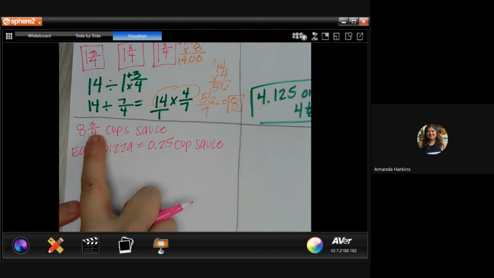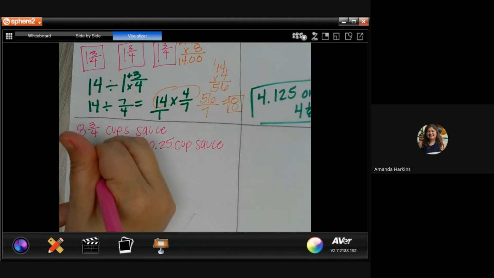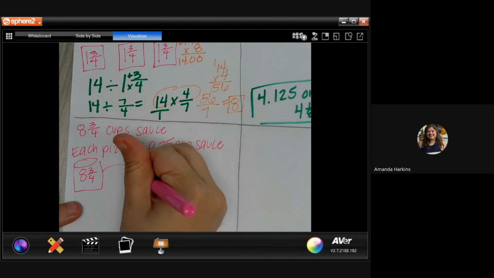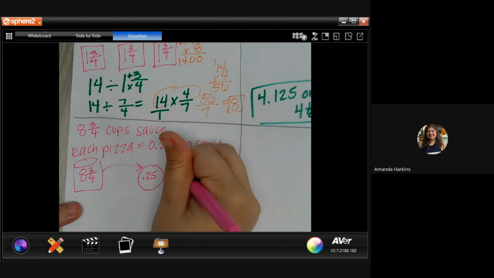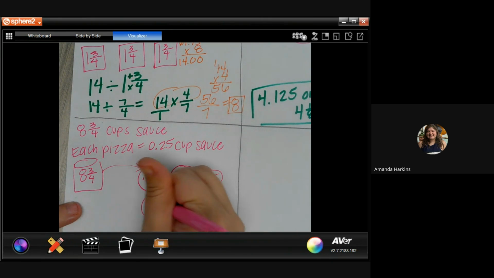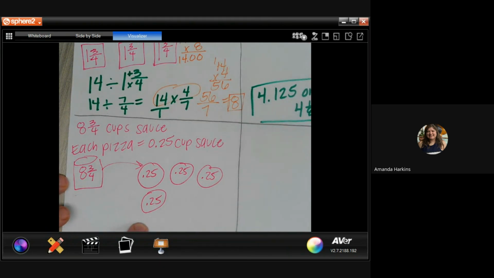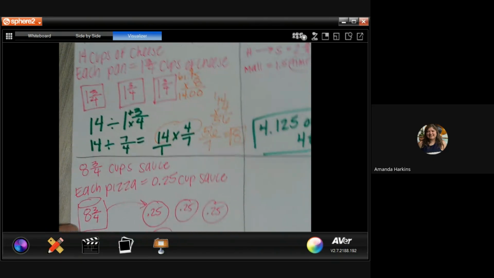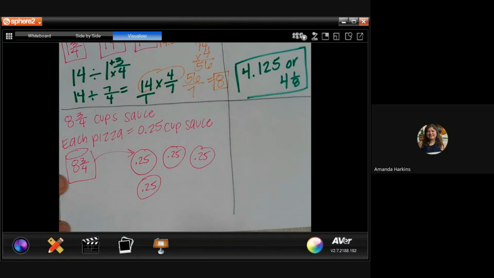So if I take my big jar of sauce, this is my big jar of sauce, 8 3/4, and he takes it and he makes one pizza that is 0.25, and another pizza that is 0.25, and another pizza that is 0.25, and another pizza that is 0.25. What do you think he's going to do with this and this? He's going to divide. This is very similar to our lasagna problem. So I should be seeing 8 3/4 divided by 0.25. So 0.25 is 1/4.